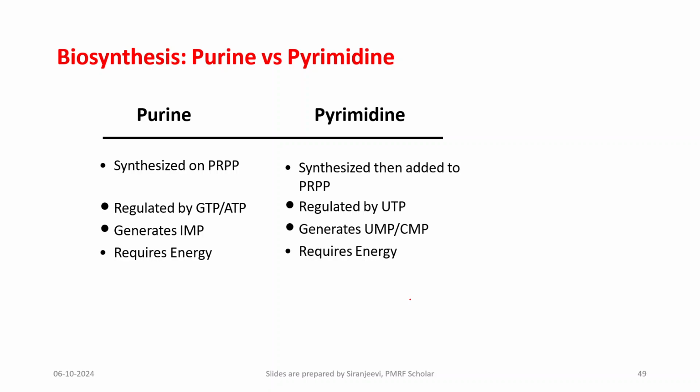If you look overall, purine synthesis requires the base to be synthesized on the PRPP, but in pyrimidine synthesis the ring is synthesized first and then added to the PRPP, and it is regulated by GTP and then ATP. Pyrimidine biosynthesis is regulated by UTP and generates UMP as well as CMP, whereas purine synthesis generates IMP. Both require energy in the form of ATP.